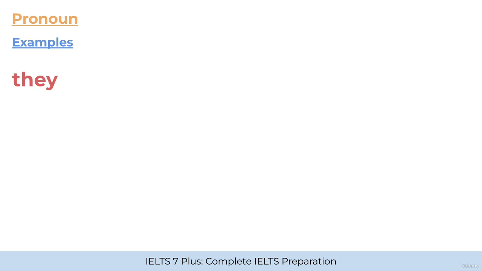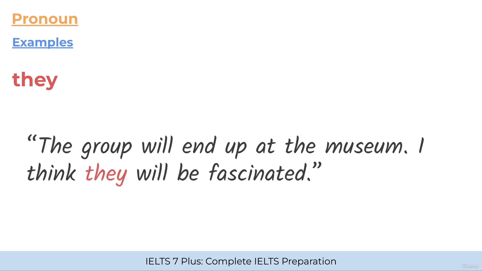Another example, they. So he, she, when there's one person. If there's a group of people that we want to refer to, this is when we can use they. The group will end up at the museum. I think they will be fascinated. So plural, more than one person in the group, and we can use this pronoun here.